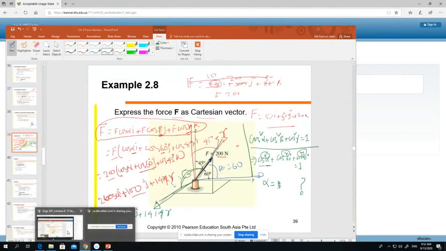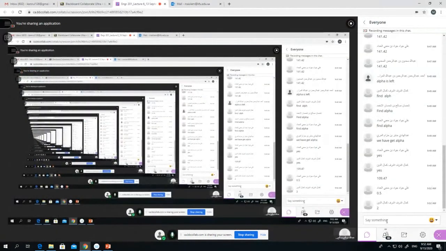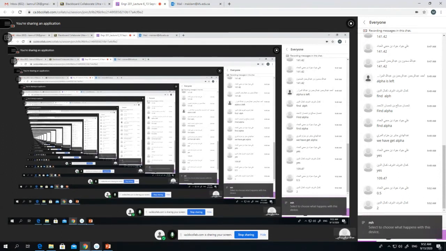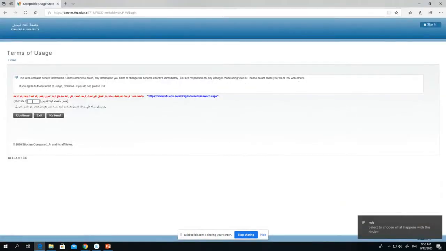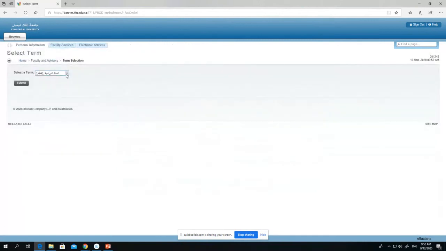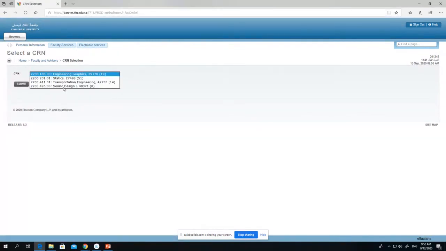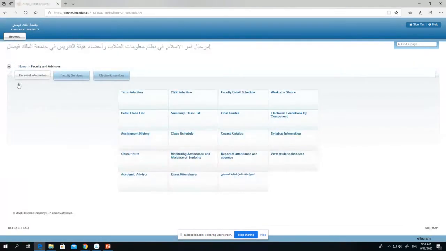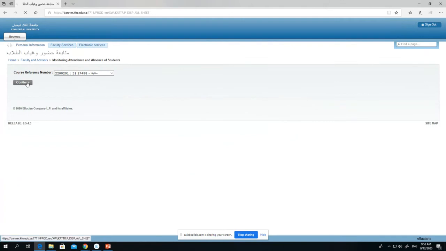Someone has given me an answer. Let me check. Two values. Yes, fine, you have to write two values. But what is the result? Cos alpha equals? Tell me, please. Please tell me your answer. I'm waiting for you. 60 or 120? Sorry, 60, right? Yes.